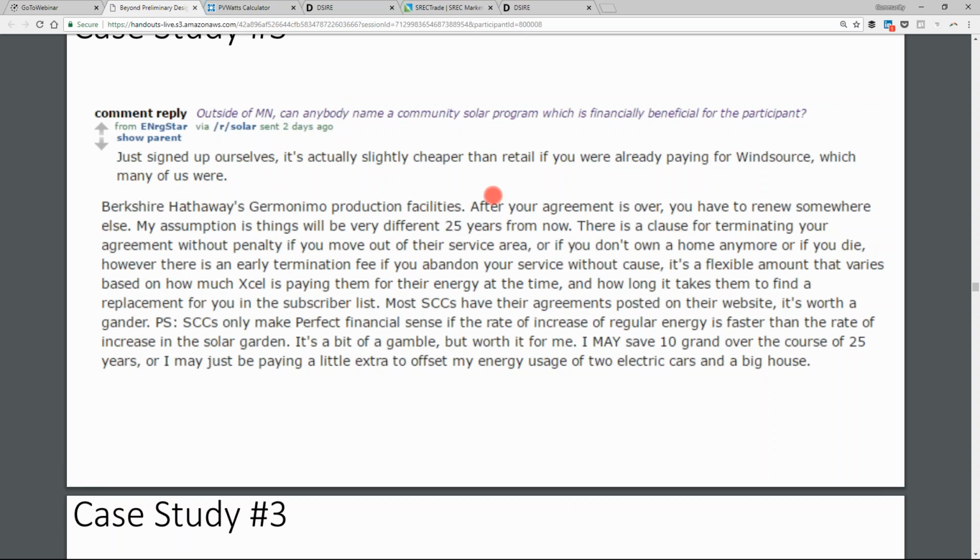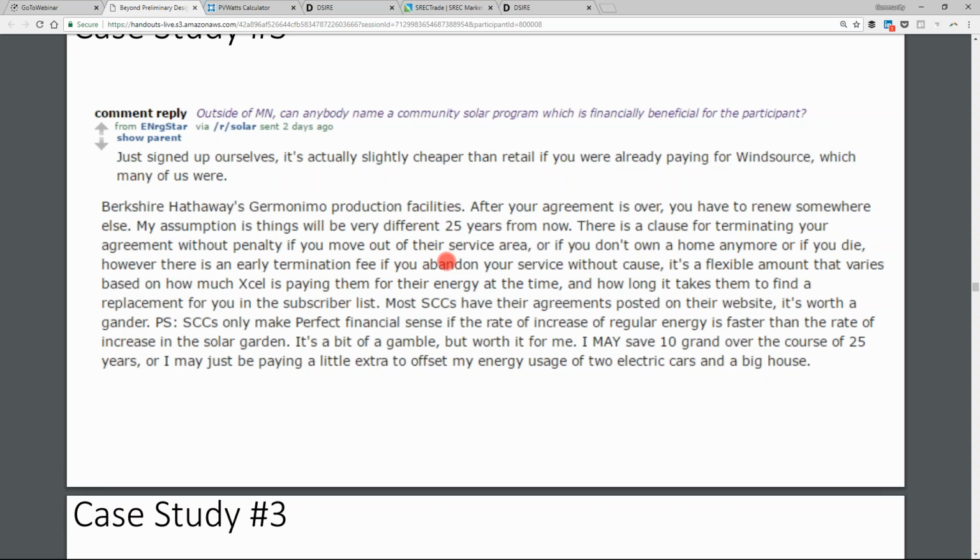So he says Berkshire Hathaway's facilities, this customer, I guess, doesn't care about the customer privacy of what he's paying. He's very willing to share it. He says it's a 25-year agreement. After the agreement, that's it. You don't get any residual claim in the array asset or anything like that. If you move, they terminate your agreement without penalty. That's a little sneaky. We're going to get into that in a minute. If you don't own the home anymore, if you die, you get out of your contract.